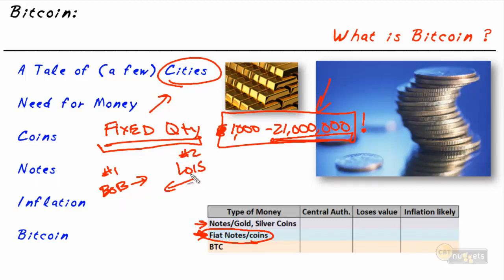So Bob on his computer and Lois on her PDA. You could have a Samsung device, an Apple device, a laptop or PC, whatever you want, and they could transfer these units back and forth for goods and services so that it was successful.